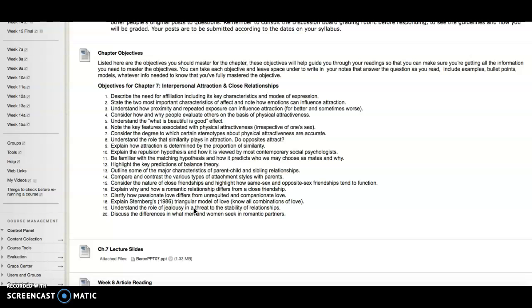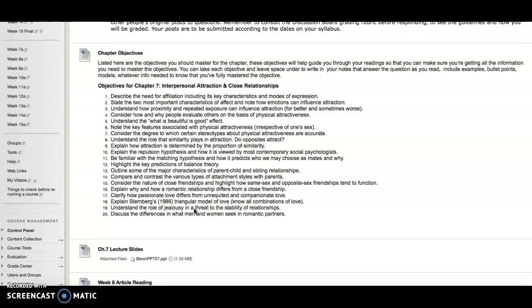And then the last portion of the chapter will be dedicated to discussing differences and instability in relationships, the role of threats and jealousy and conflict resolution within romantic partners, specifically looking at some of the gender differences there in that research.